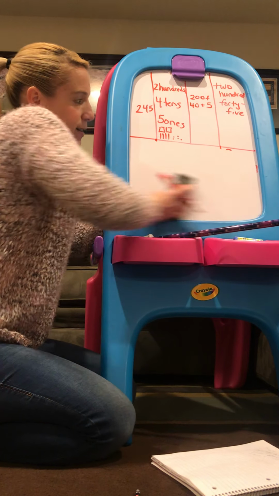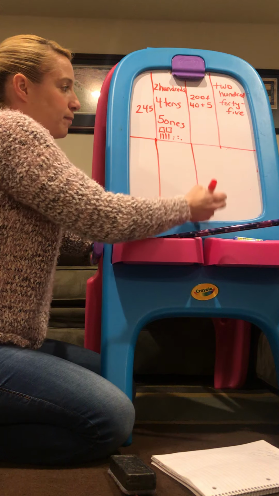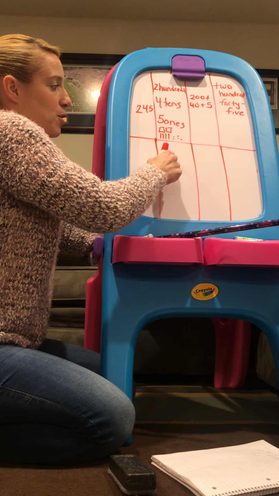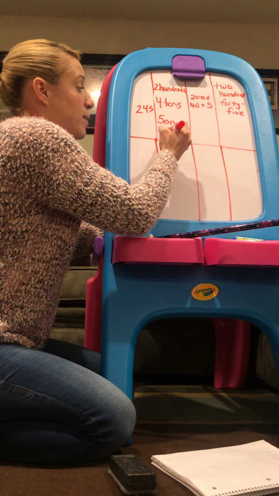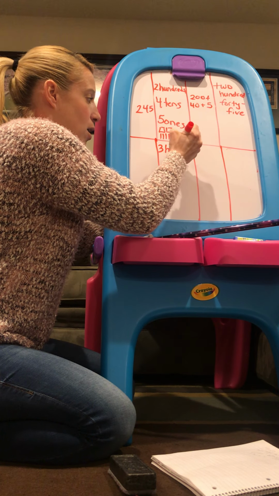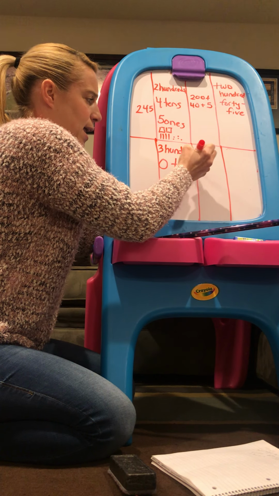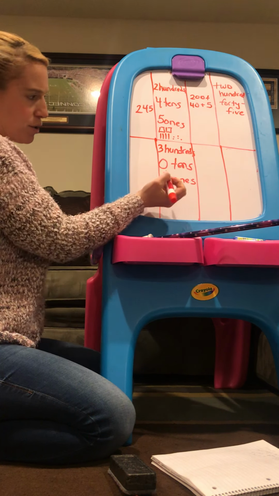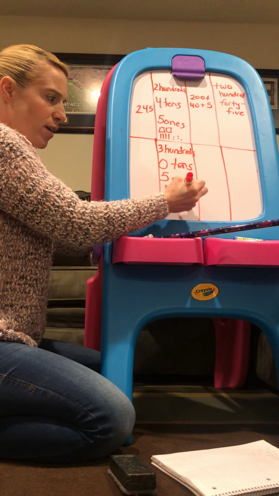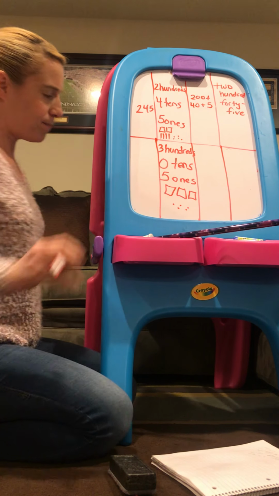Erase this. Let's see if you can guess my number. This time, I'm going to write just this, write it here. So let's see. I'm going to say 300, 0 tens, and 5 ones. So that would be 3 of these, 0 tens, and then 5 ones.